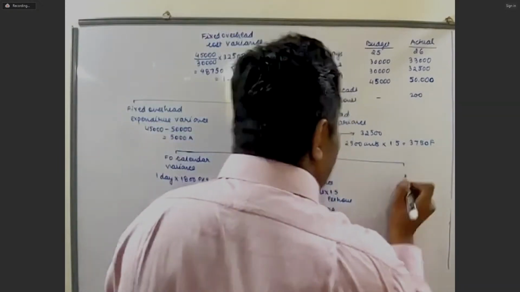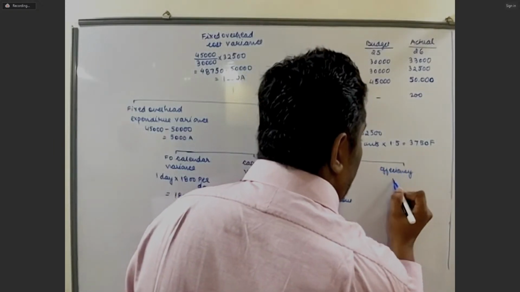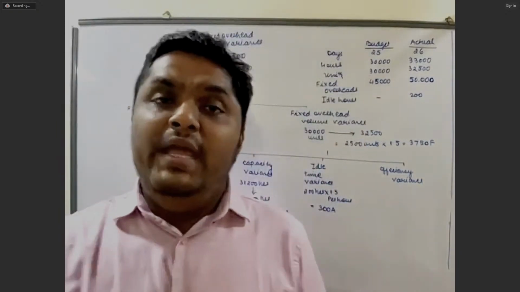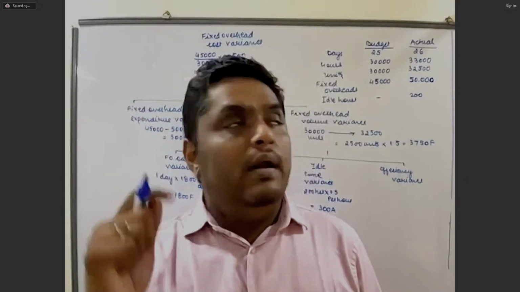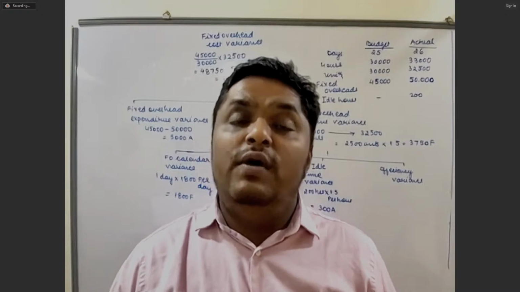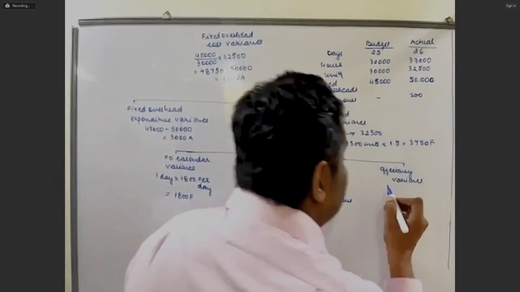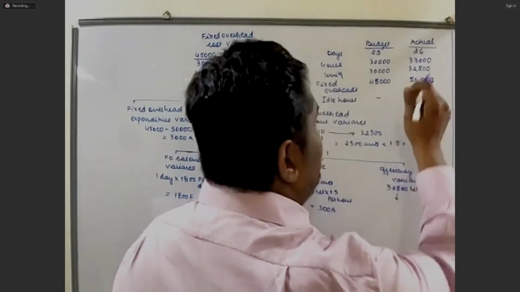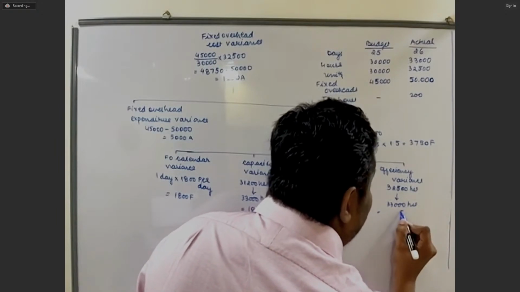Now again, there will be a change in efficiency variance. Very important, guys. 30,000 units, 30,000 hours. 1 unit, 1 hour. So 32,500 units we actually manufactured. So the work was supposed to be completed in how many hours? 32,500 hours. But we actually took how much hours? 33,000 hours. That is 500 hours extra we took.